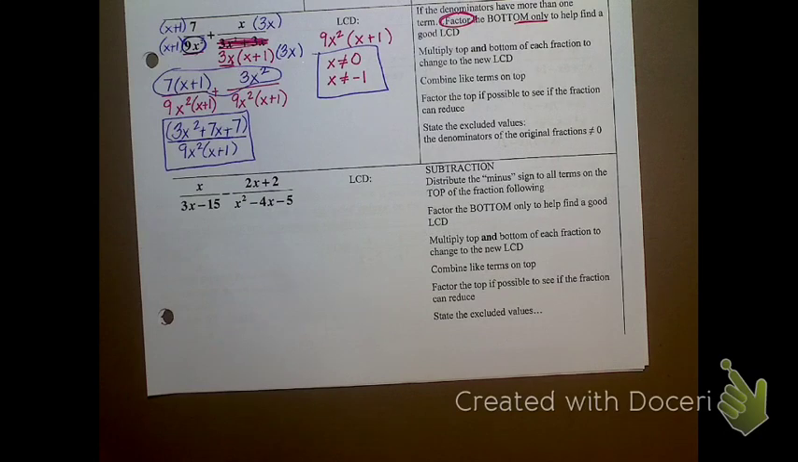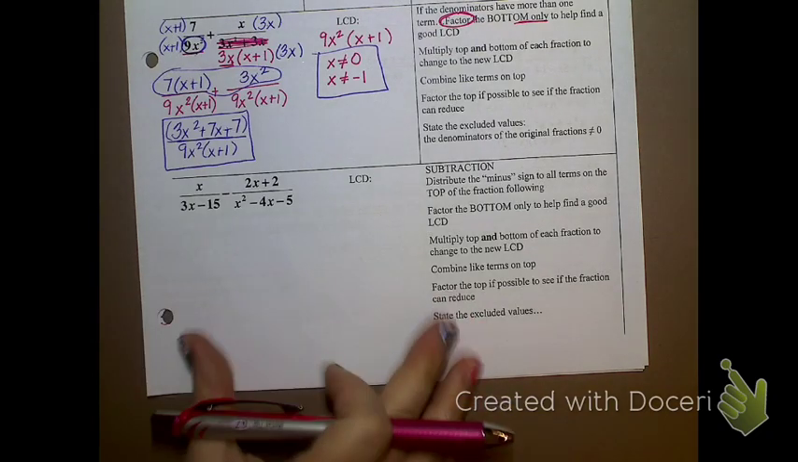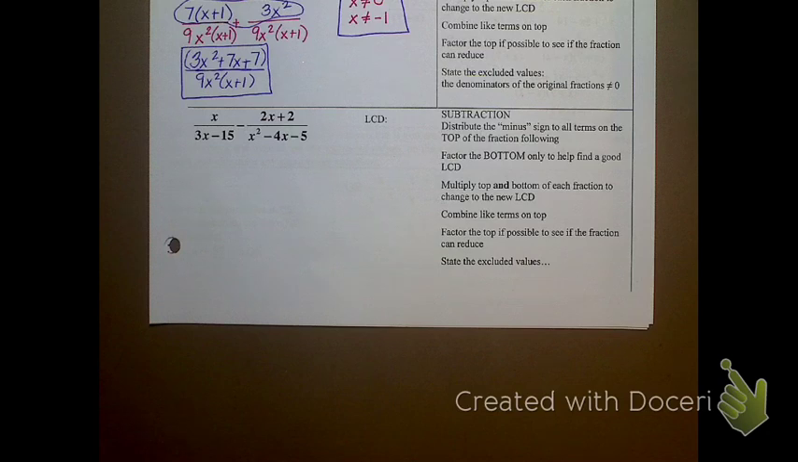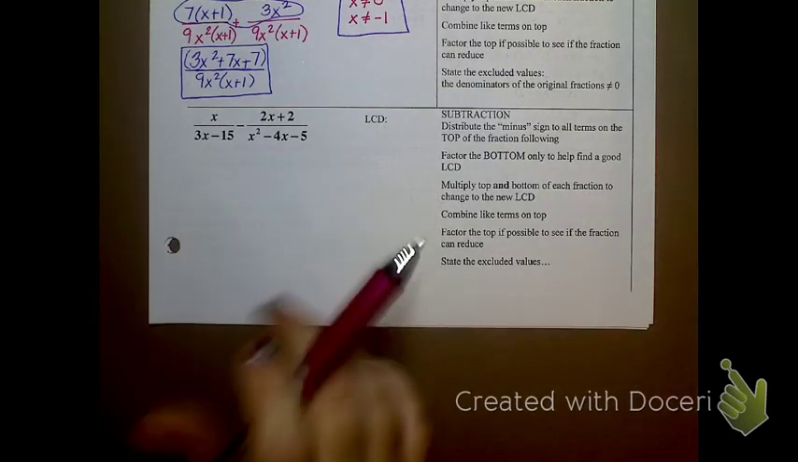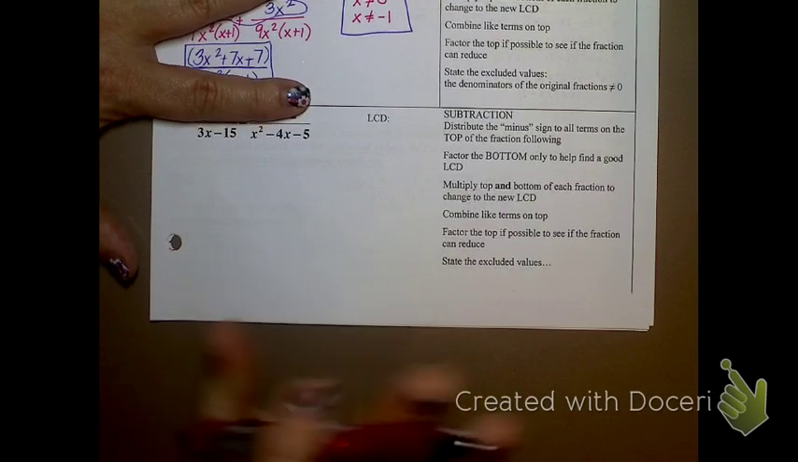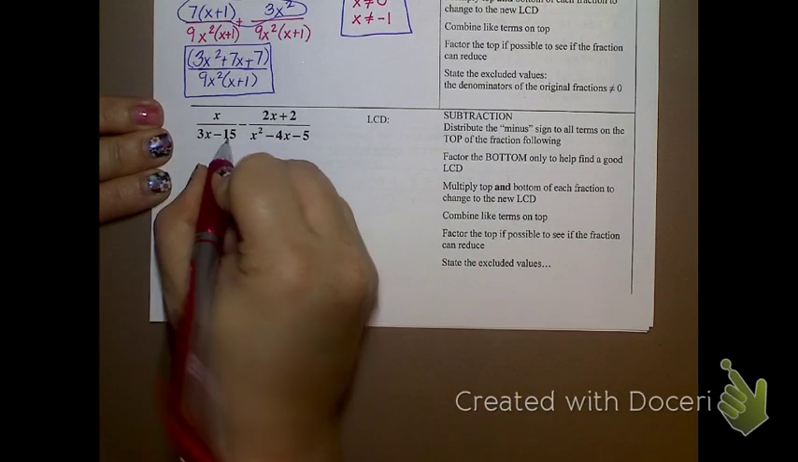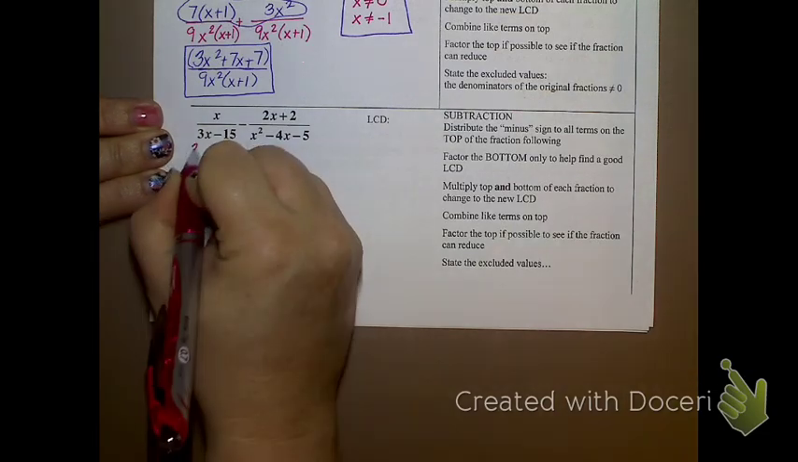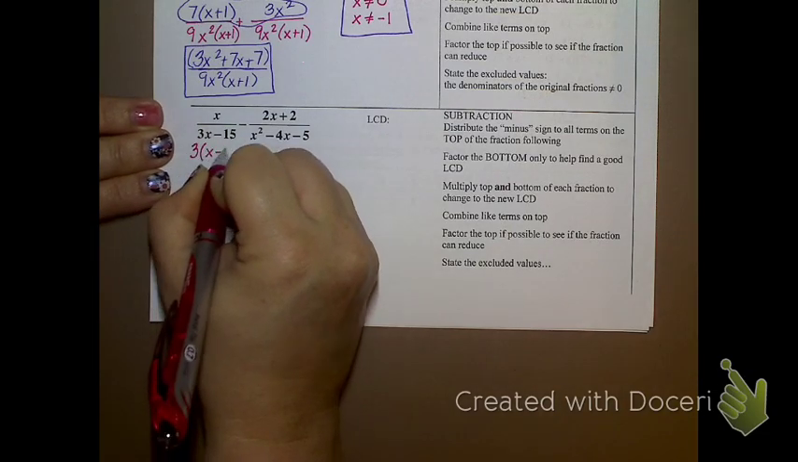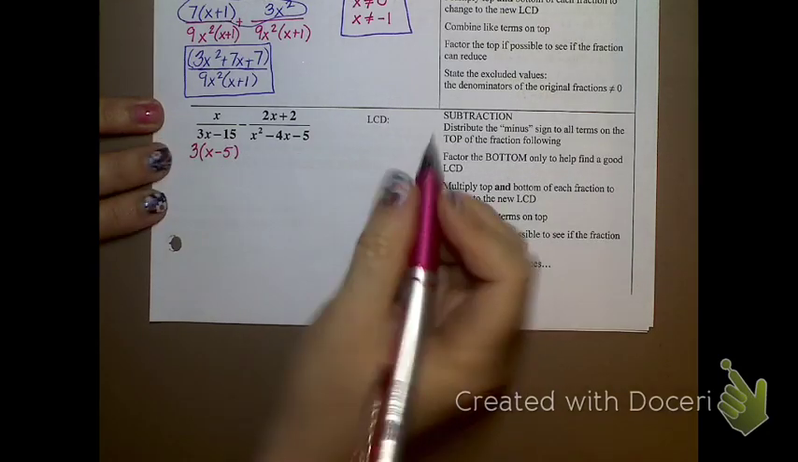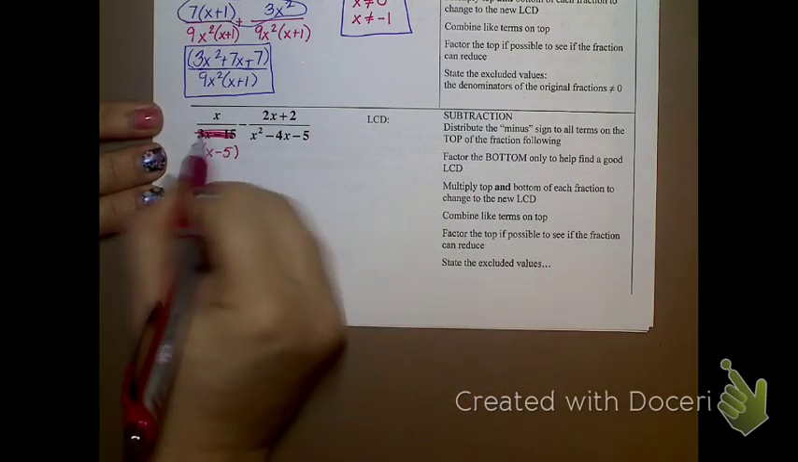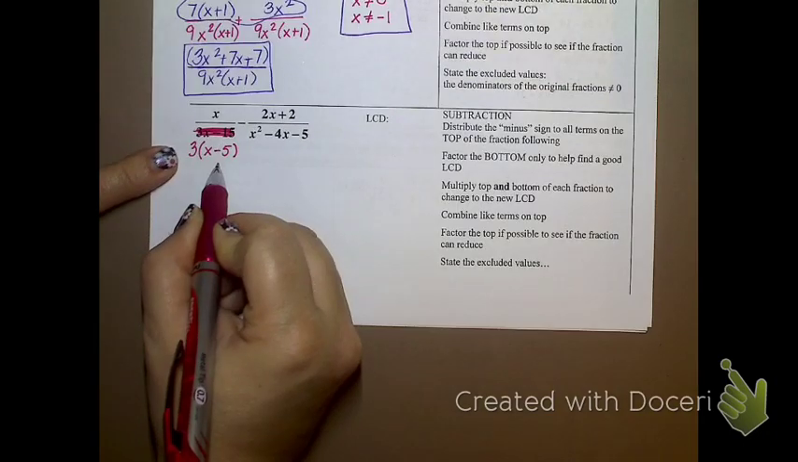Okay, let's do a subtraction problem. I have to start off by finding my LCD. If I have two denominators that are not monomials, what do I have to do before I can find my LCD? Factor them. So, I'm ignoring the top right now. I'm not going to factor anything on the top right now. I'm just going to leave it as is for now. Can I factor 3x minus 15? I can take out a 3, and I'm left with x minus 5, right? So for the rest of the problem, I am not going to look at that form of the denominator. I'm only going to look at the factored form of the denominator.